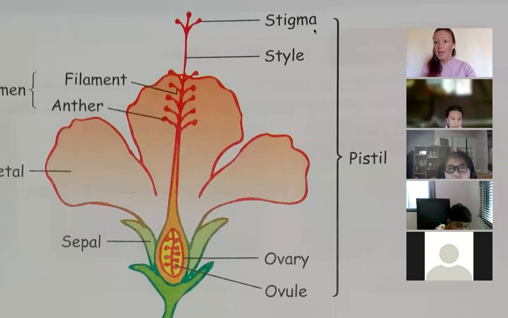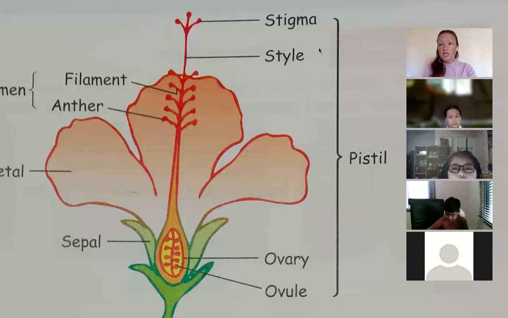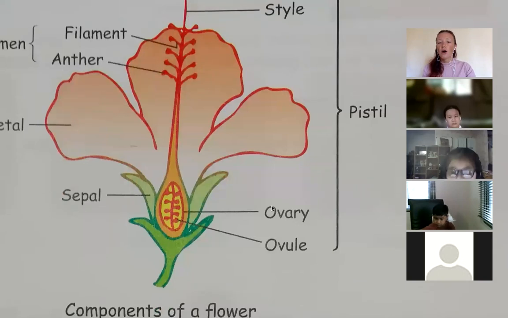Stigma. Yes, stigma. It's very sticky, like glue. Stigma sticks pollen grains, the male gametes. So stigma, what else? Style. Good. Stigma, style, and ovary. These are the parts of the pistil, and pistil is the female reproductive part.